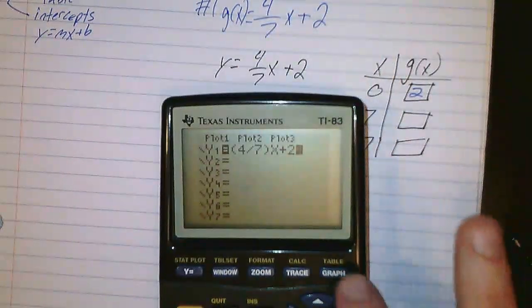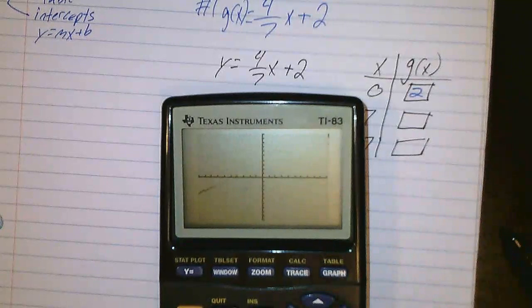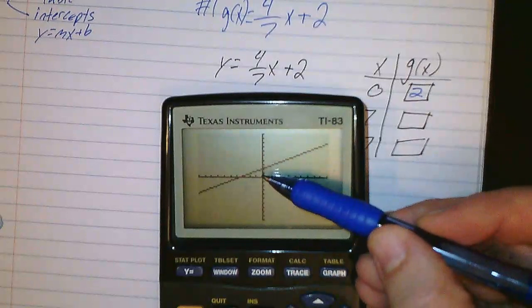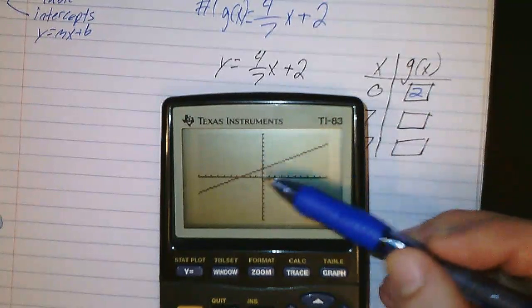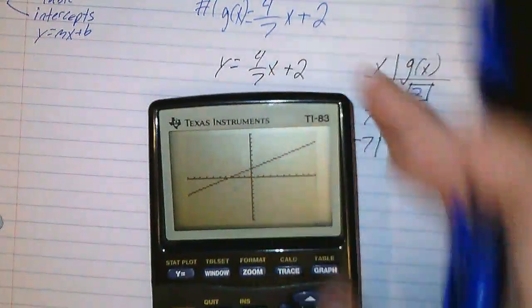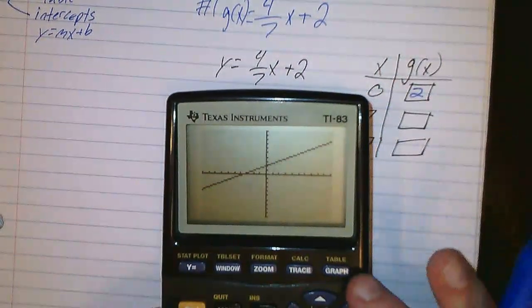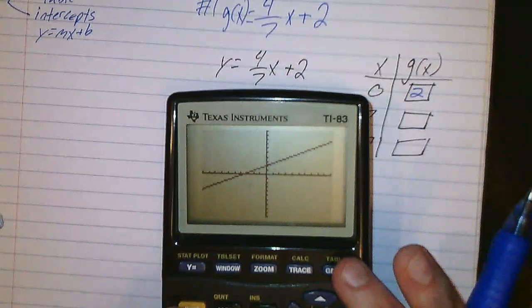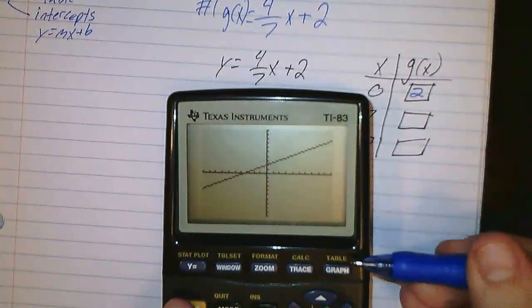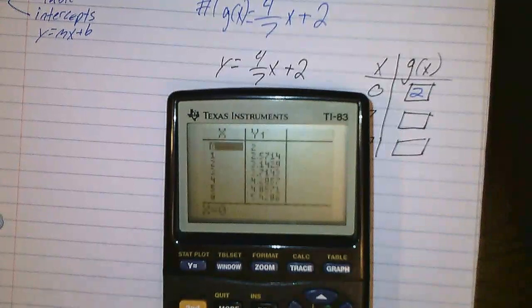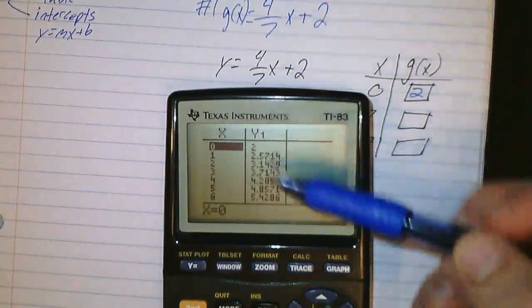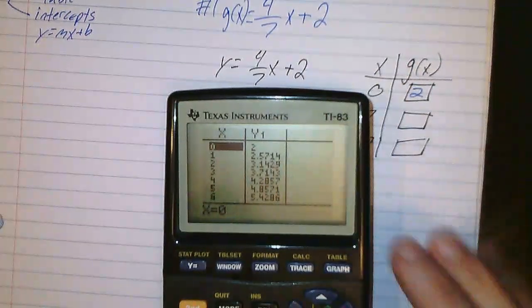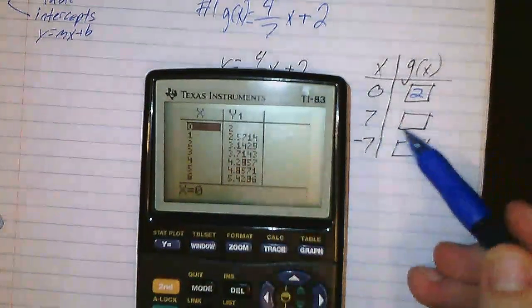So from here, we can look at the graph by hitting graph. That's what this looks like. We start with the y-intercept of 2, and then we follow our slope of going up 4 and over 7. I'll talk about slope on the next video. But here's what I want to show you. That's the graph, but if I hit second graph, it pulls up the table. And now we have this table. And we're dividing by 7, so we're going to get some weird decimals here.